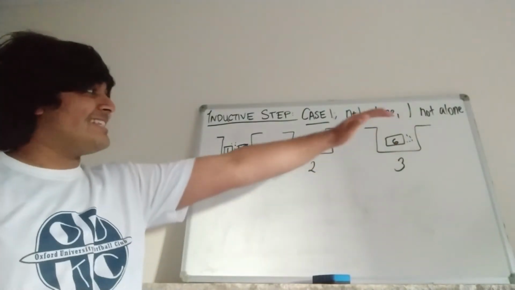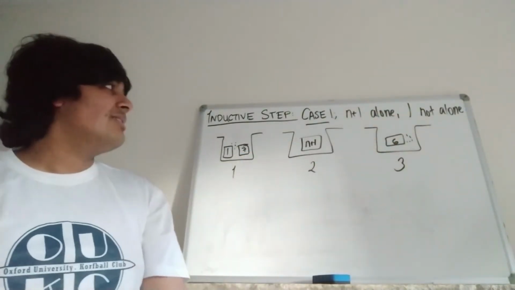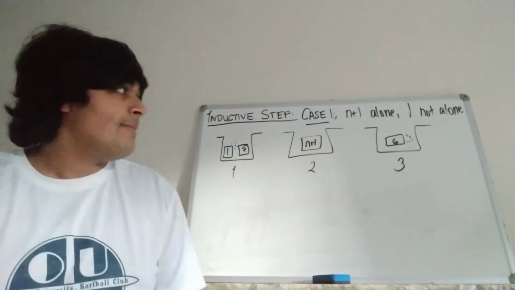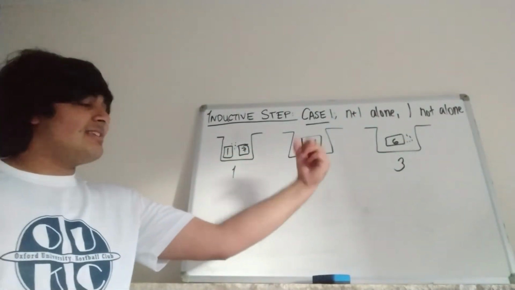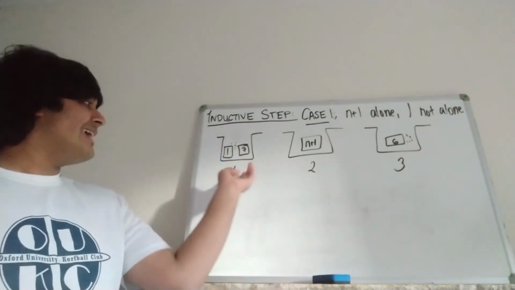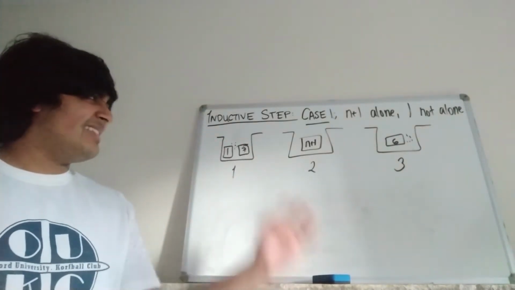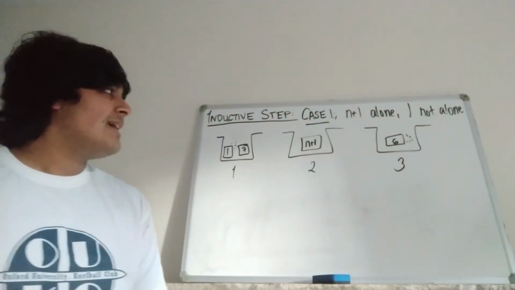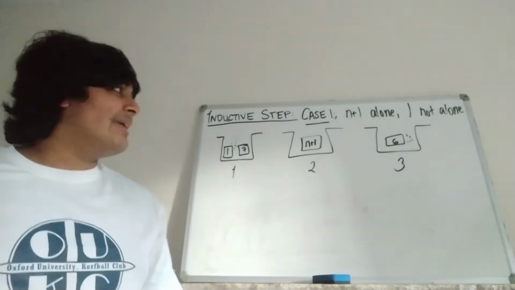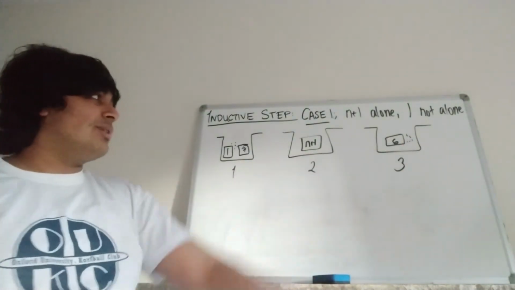Okay, so let's split this into cases. Let's first look at case 1, and that's when n plus 1 is alone and 1 is not alone. Okay, so I've put n plus 1 by itself in hat 2. 1 is not alone, so it's with at least one other card here. I've put it in hat 1. Again, the numbering of the hats doesn't really matter. And in hat 3, remember, it can't be empty, so it has at least one card in. We're not too interested in what that card is, but it's got at least one card in.